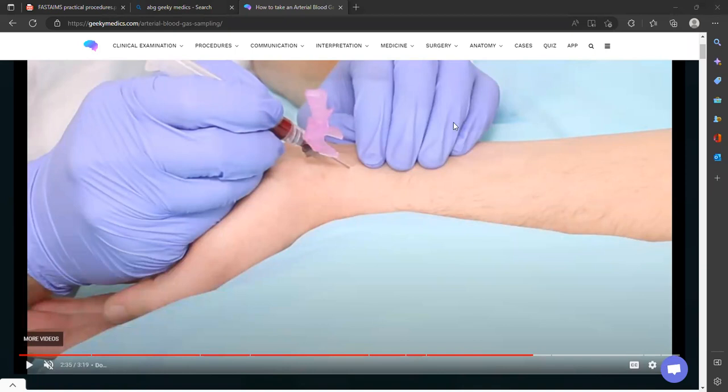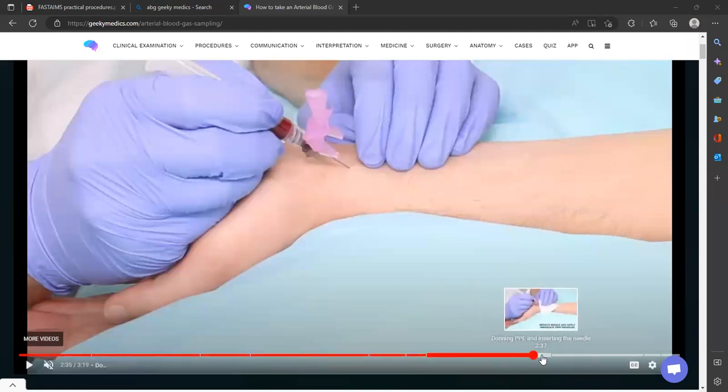Okay, that's great. Look at this. This is one approach. Now he has placed one hand towards the elbow. You can place your two fingers on both sides of the needle, and you can perform ABGs like this, like we do in our clinical settings. But do not touch the area where you are going to prick, because of sterility.